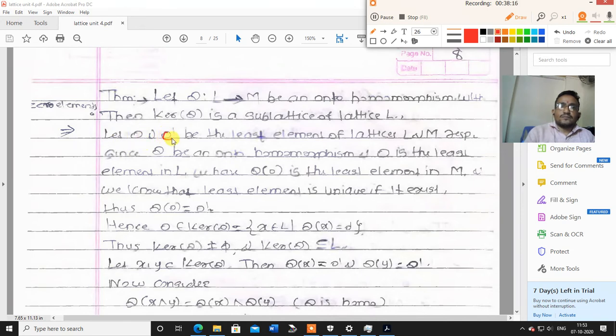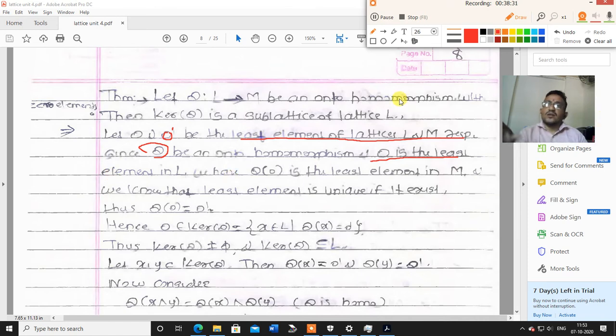Let 0 and 0 dash be the least elements in lattices L and M respectively, where theta is the onto homomorphism. Then, what is 0? 0 is the least element in lattice L.